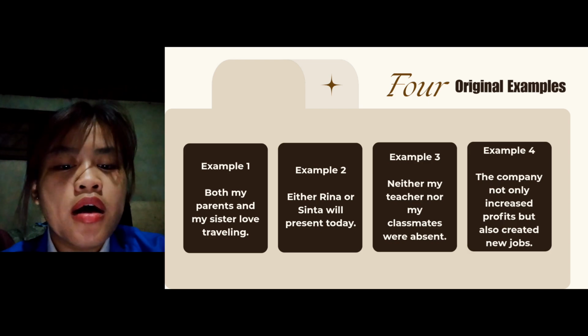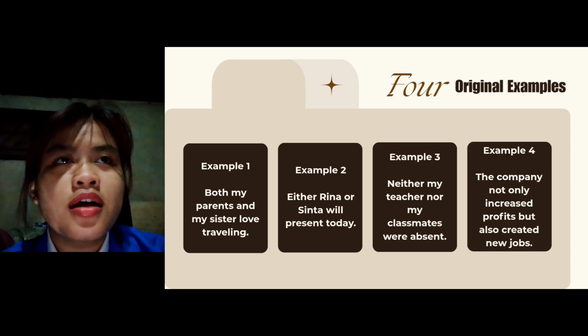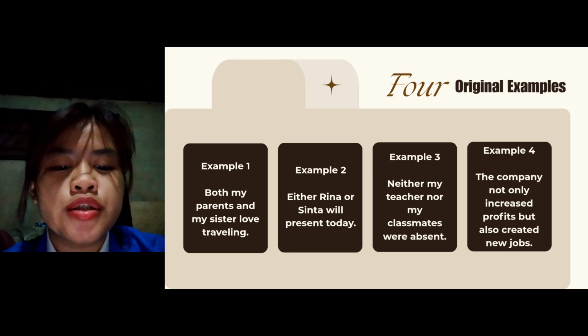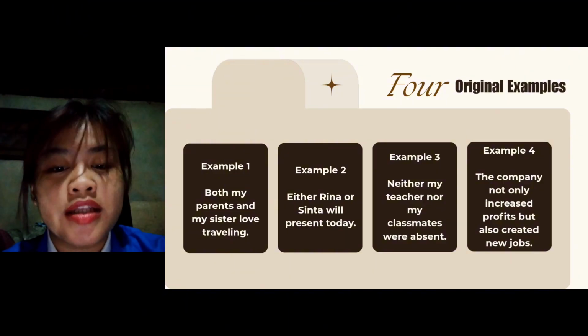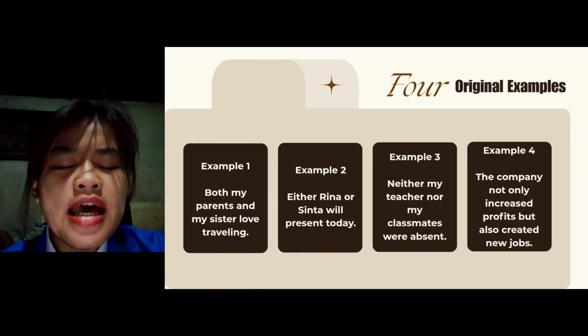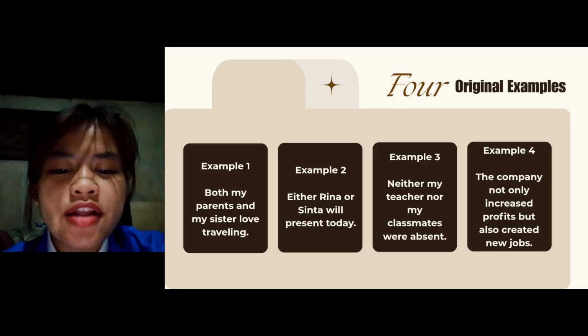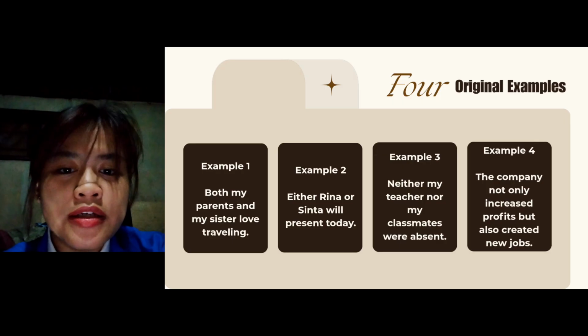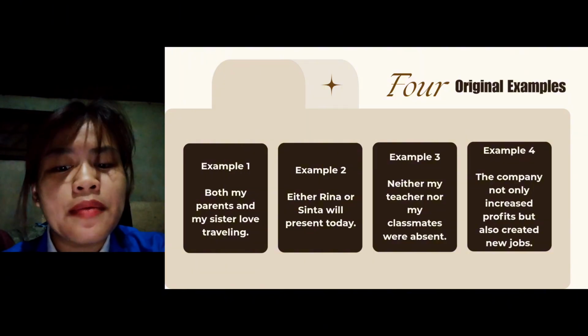So that means Rina will not present today. Also, Sinta will not present today too. Example 3: neither my teacher nor my classmate was absent. So no one is absent that day.